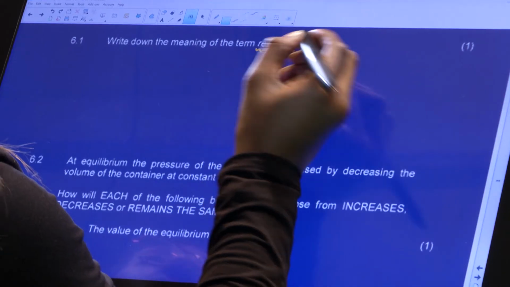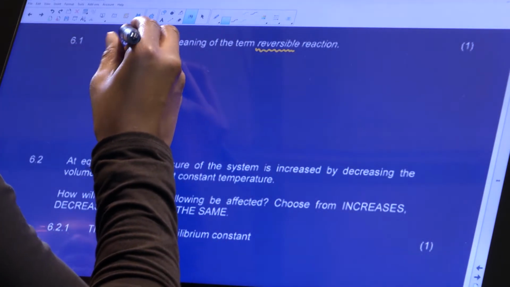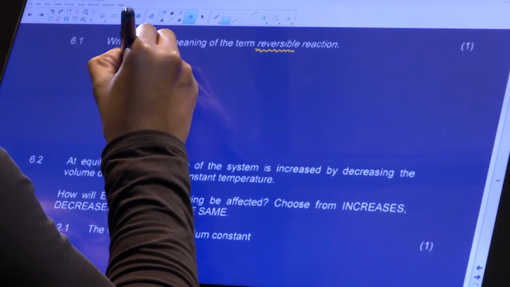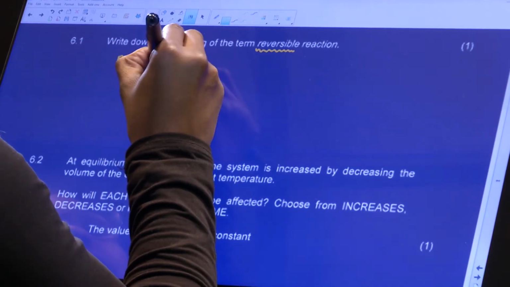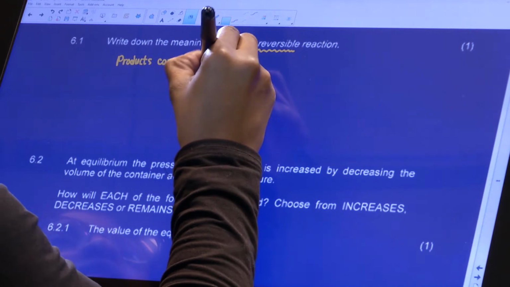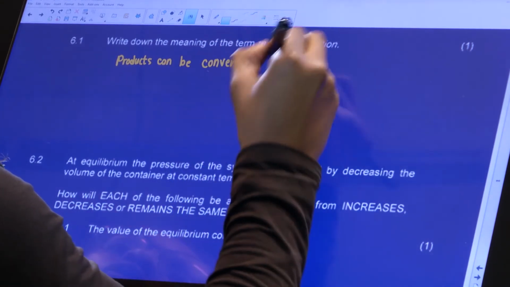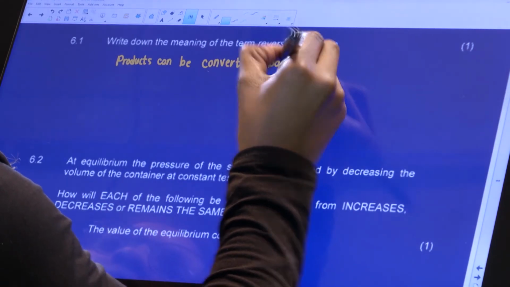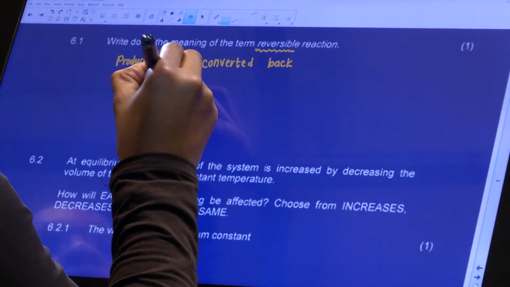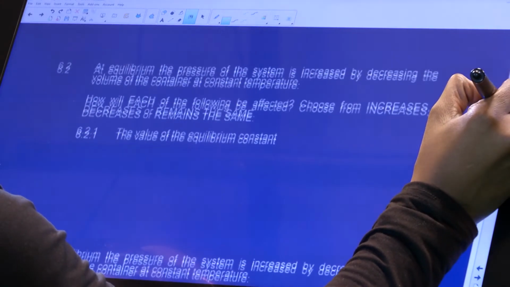Now, number 6.1 says, write down the meaning of the term reversible. Now, reversible is not like a jersey that is reversible. In chemistry, it means something completely different. This means that products can be converted back to reactants. That is then what reversible means in chemistry.